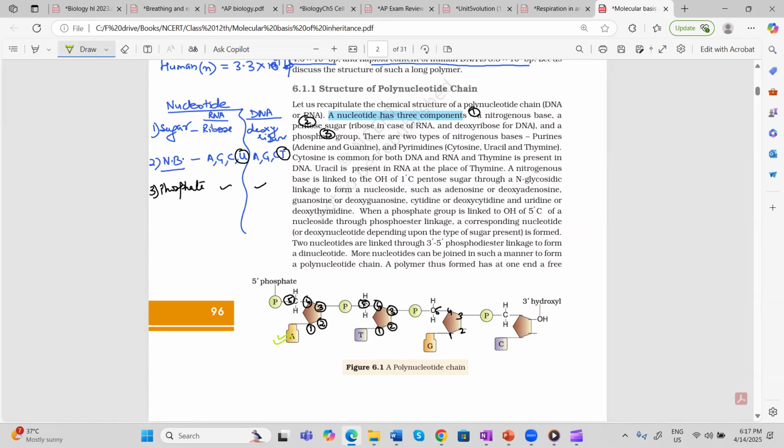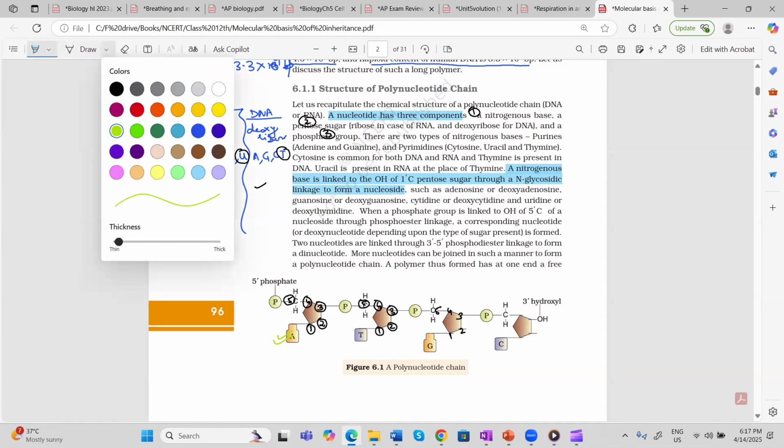First carbon. Yes, it is given here. A nitrogenous base is attached to OH of the first carbon of pentose sugar. Which bond? What is the name of the bond? N-glycosidic linkage. And when the sugar and nitrogenous base combine, we say a nucleoside is made. Only nucleoside, not nucleotide. Please understand.